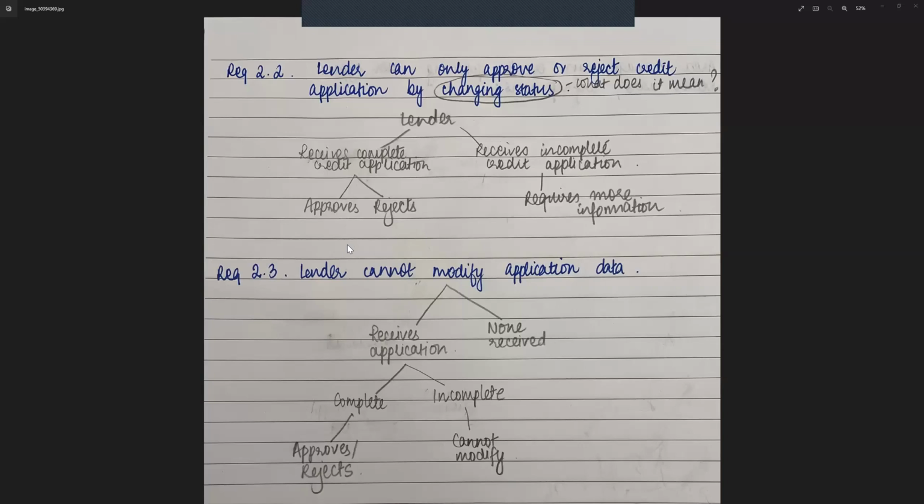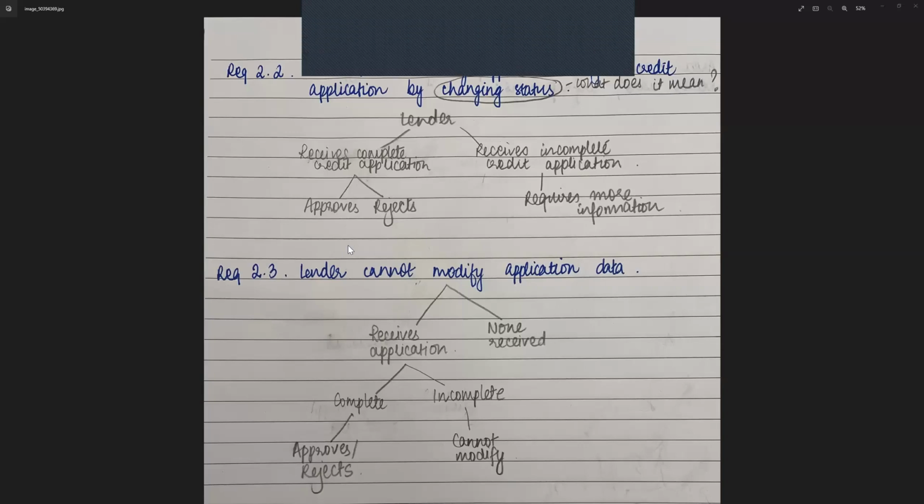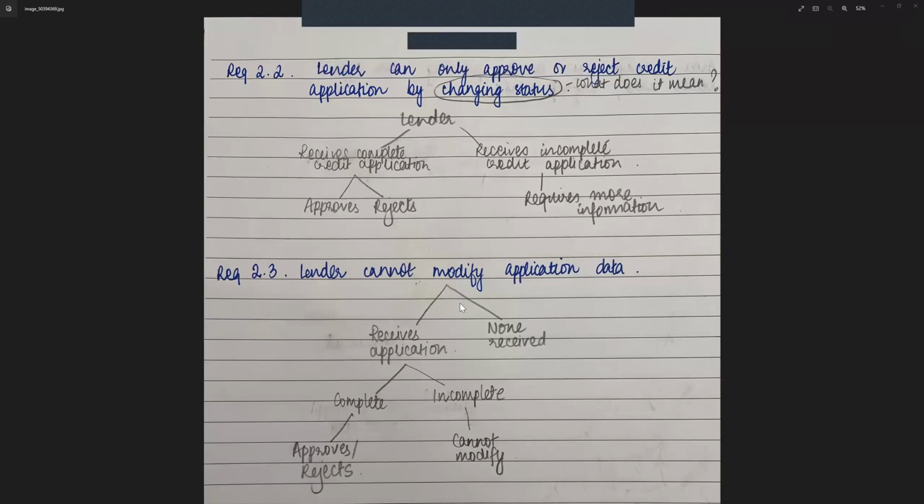Can you see it now? Yes, 2.3. So what I've written here is the lender receives an application. Receiving an application has two parts: the application is complete or it's incomplete. When it's complete, the lender can approve or reject it, but if incomplete, the lender cannot modify it.